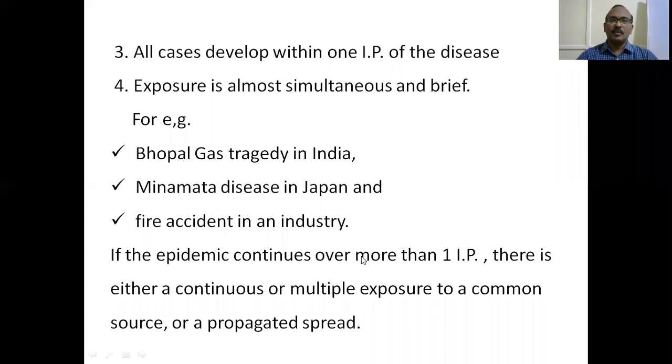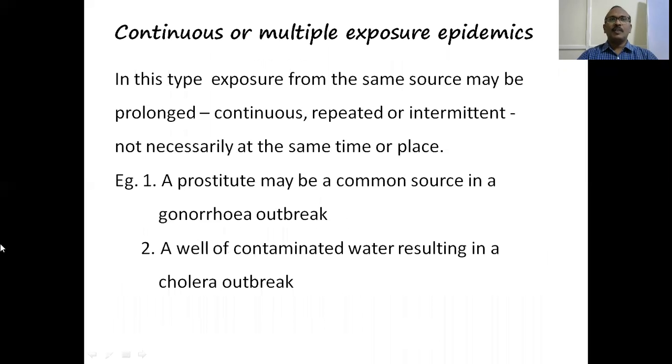If the epidemic continues over more than one incubation period, it means that it is a continuous and multiple exposure to a common source or a propagated spread. It means there are multiple curves in the epidemic curve, because there is more than one incubation period of the particular infectious agent. Now what we study is continuous or multiple exposure epidemics. In this type, exposure from the same source may be prolonged. It can be continuous, repeated or intermittent, but not necessarily at the same time or place.